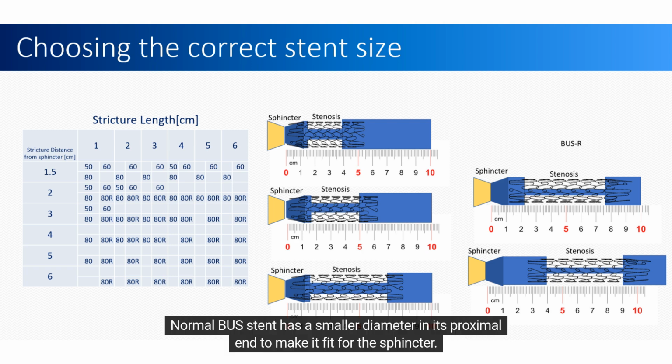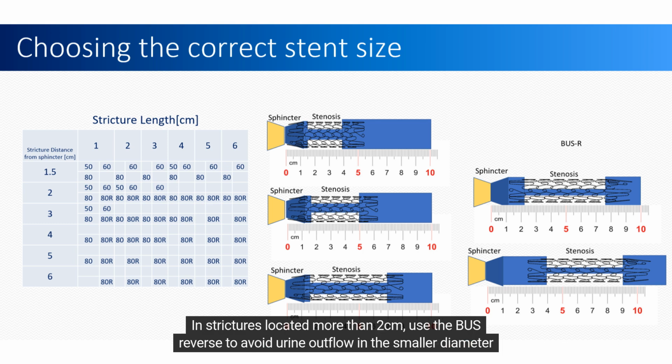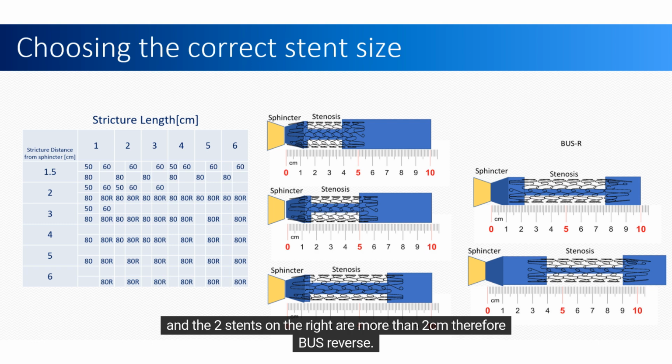Normal BUS stent has a smaller diameter in its proximal end to make it fit for the sphincter. The BUS reverse is flipped and has a wider diameter in its proximal end. You use the normal stent in cases where the stricture is up to 2 centimeters from the sphincter. In strictures located more than 2 centimeters away, use the BUS reverse to avoid urine outflow in the smaller diameter end of the normal stent. The three images on the left show normal BUS positioning up to 2 centimeters distance between sphincter and stricture, and the two stents on the right are more than 2 centimeters, therefore BUS reverse.